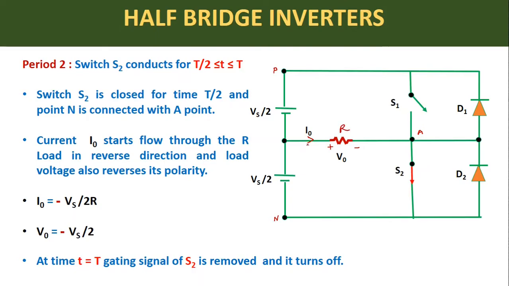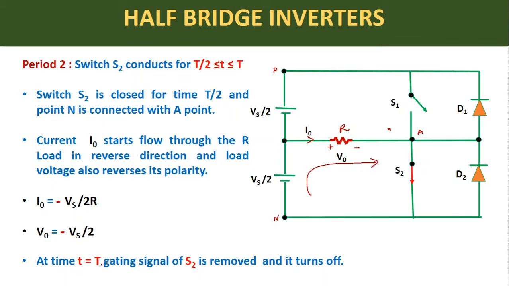resistive load. Now you can see the direction of the load current is changing. Now the current direction is from left to right. Before, the direction of the current in period 1 was from right to left. As the current direction is reversing itself, the polarity of the output voltage will also reverse in the period 2 operation. So output voltage will be equal to minus Vs by 2 and the load current will be equal to minus Vs by 2R. Now the direction of the current will be like this.